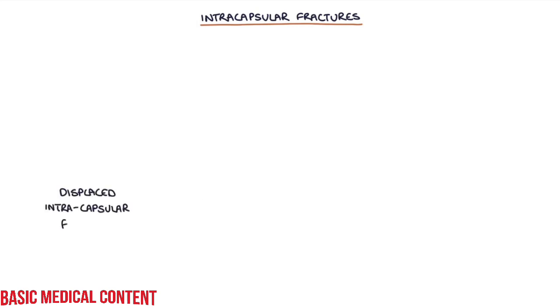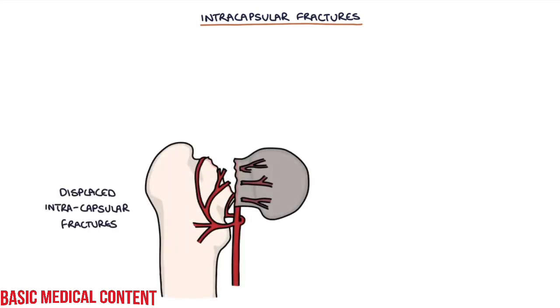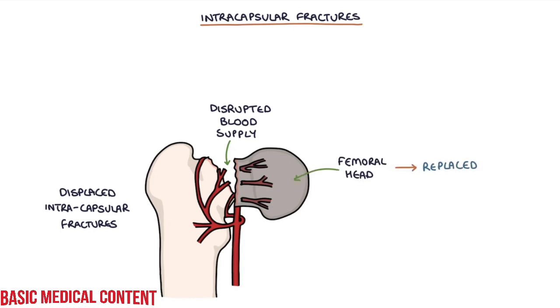Displaced intracapsular fractures, grade 3 or 4, disrupt the blood supply to the head of the femur. Therefore, the femoral head needs to be removed and replaced.